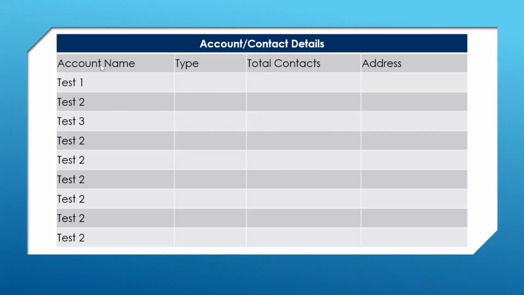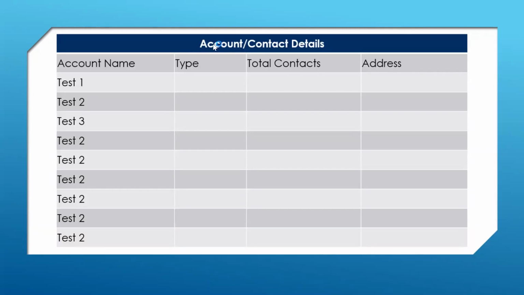If you observe the column names: account name, type, total contacts and address. From the account object, when you write a method in your Apex controller, what all can you fetch directly from the account? You can get account name, account type, account address, but for contacts, you would have to query on contacts.